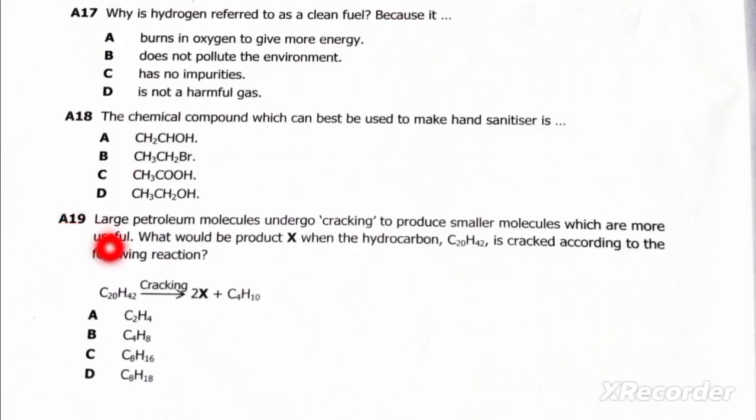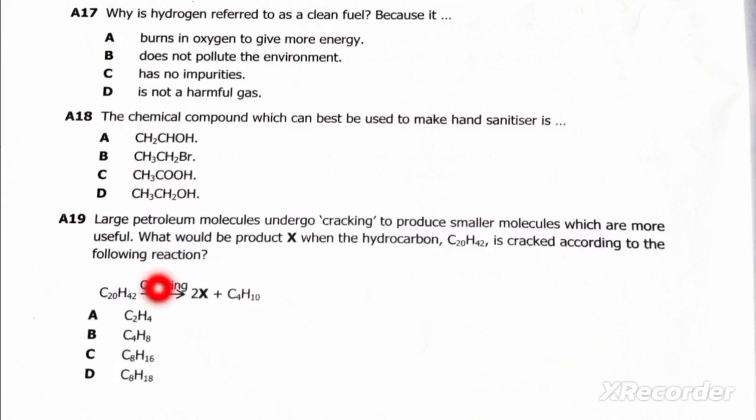Question A19. Large petroleum molecules undergo cracking to produce smaller molecules which are more useful. What would be product X when hydrocarbon is cracked according to the following reaction? So we need to remember that cracking involves the breaking down of hydrocarbon.